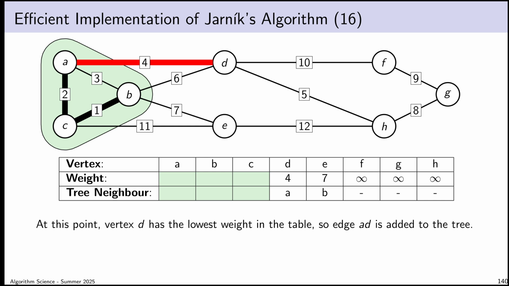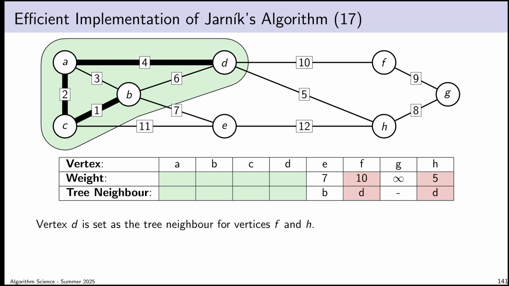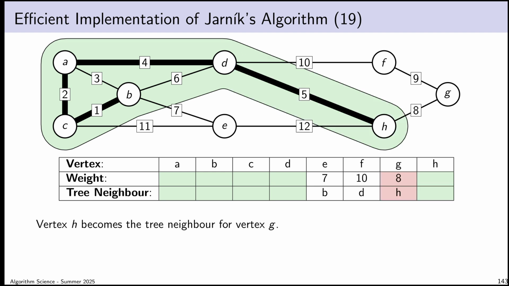Okay, so now D is part of the tree. I then update the table for the neighbors of D, which would be F and H, and they now become accessible with weights 10 and 5. And then the next thing I bring in is H. There we go. And so I update the neighbors of vertex H. That allows G to finally be accessible. Now notice that actually E is accessible from vertex H, but the edge from H to E has weight 12. So E continues having weight 7, and its tree neighbor continues being B.